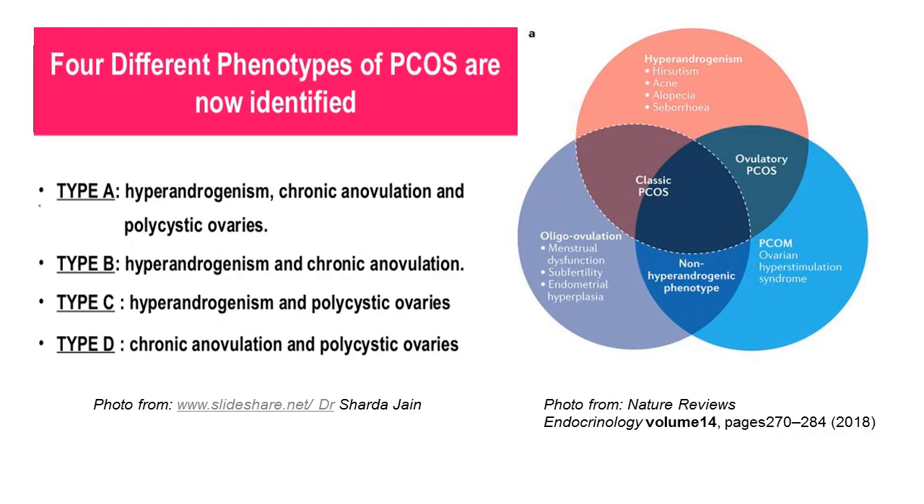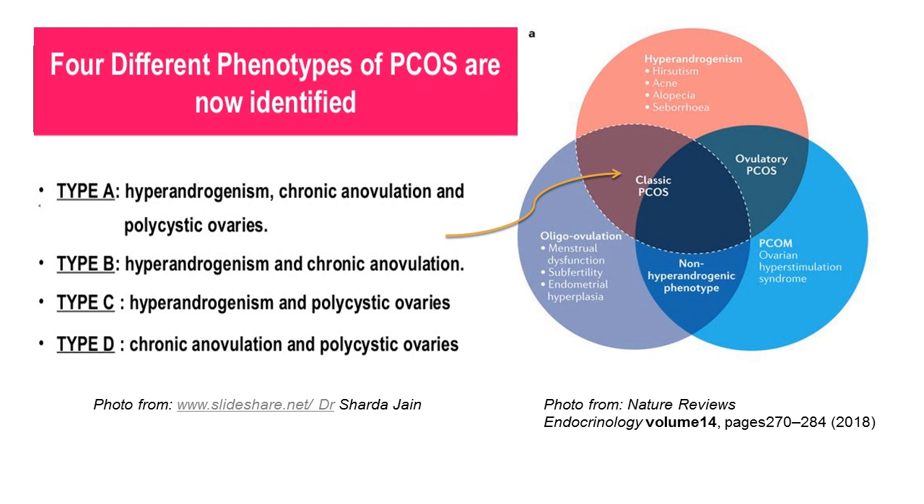So based on the Rotterdam criteria, we can identify 4 different phenotypes of PCOS. So there's type A, type B, type C, and type D. The type A phenotype is a patient with PCOS who has all 3 criteria, meaning she is hyperandrogenic, anovulatory, with polycystic ovaries on ultrasound. The type B phenotype is a patient with hyperandrogenism and chronic anovulation. Both the type A and the type B are what we call the classic PCOS.